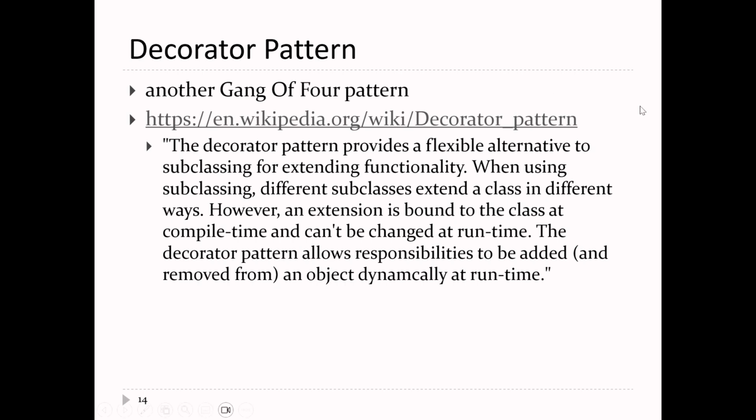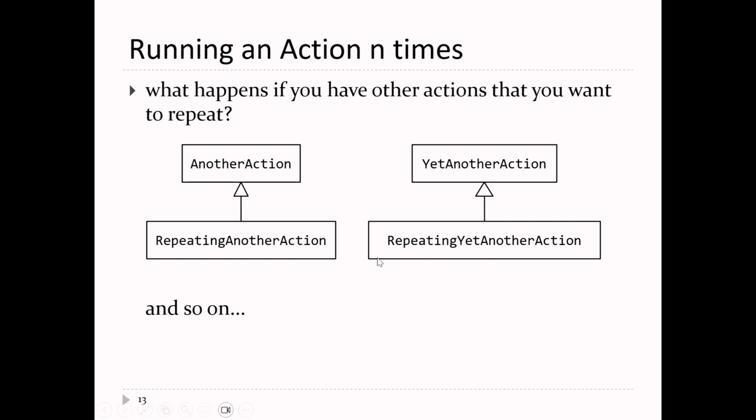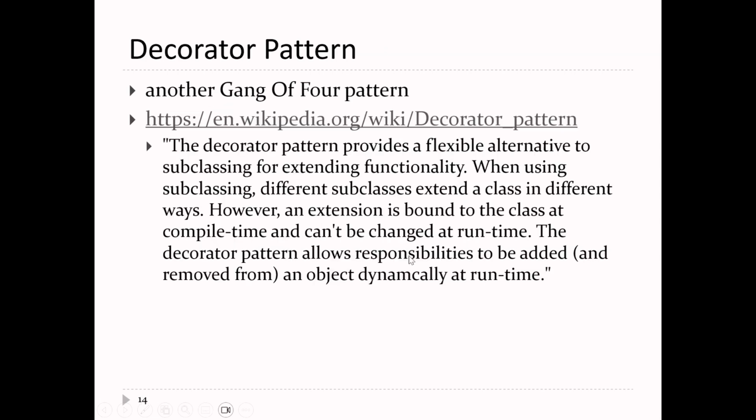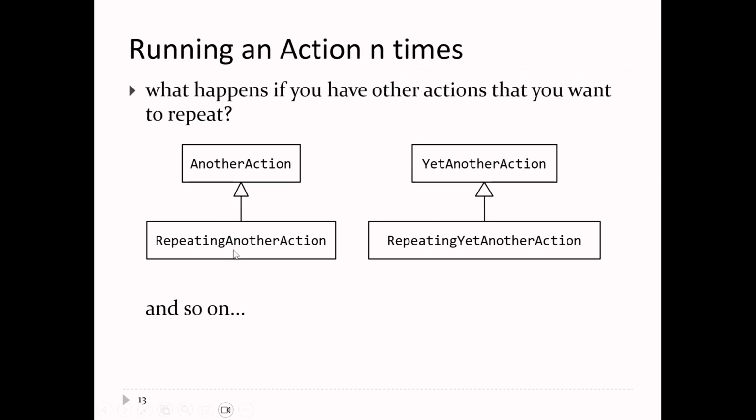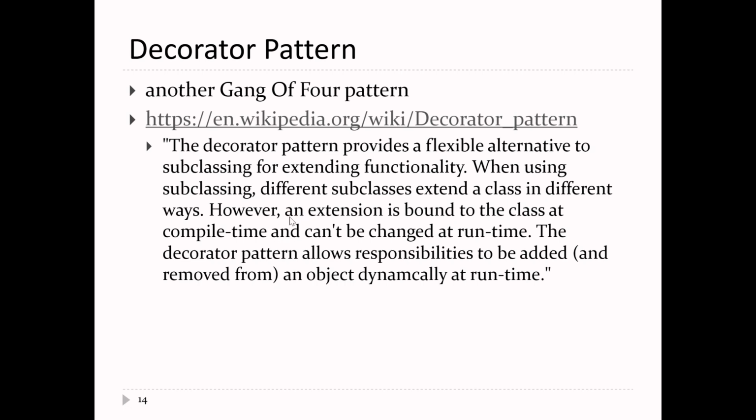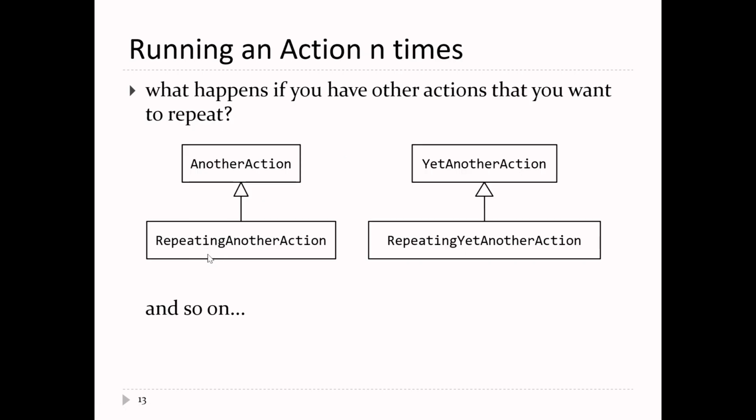Right? And so if you look up the decorator pattern on Wikipedia, it tells you the decorator pattern provides a flexible alternative to subclassing for extending functionality, right? We're subclassing to extend functionality, right? So when using subclassing, different subclasses extend a class in different ways. Okay, so repeating another action subclasses another action so that you can repeat the action n times, right? However, an extension is bound to the class at compile time and can't be changed at runtime, right? And so in other words, yes, you can make a repeating another action, right?